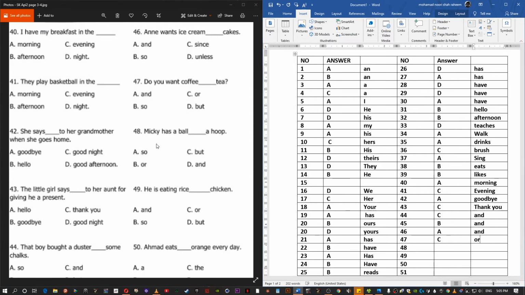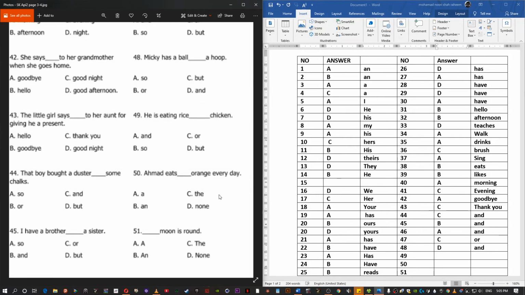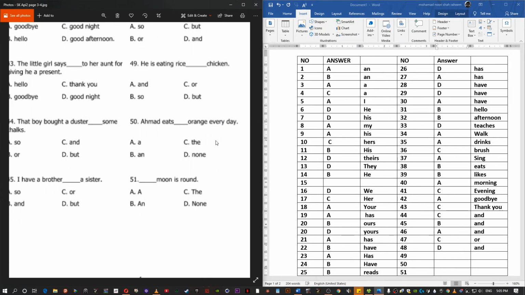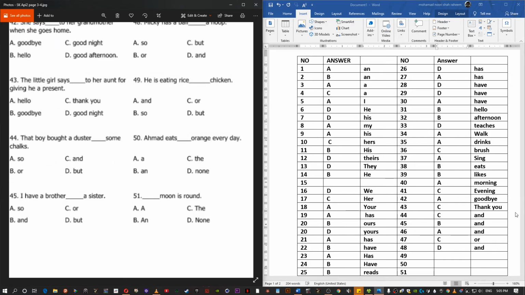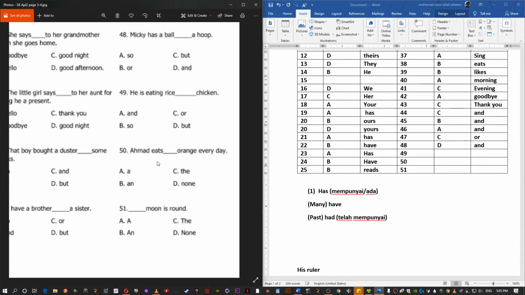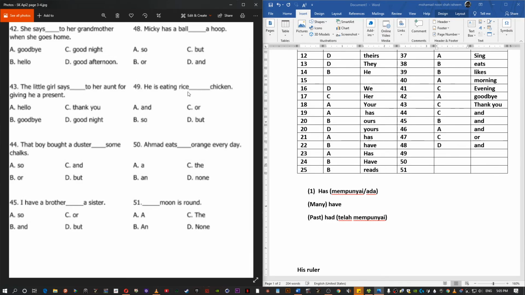Okay, number 48. Mickey has a ball, a hoop. N. Okay, N. Mickey has a ball and a hoop. Makes sense? This kind of question is a bit troublesome because you don't have the context, but I think you can assume, so it shouldn't be that much of a big deal. Assume wisely. He is eating rice, chicken, and. Actually, the word is with, but then we don't have with, so you just choose the closest answer.